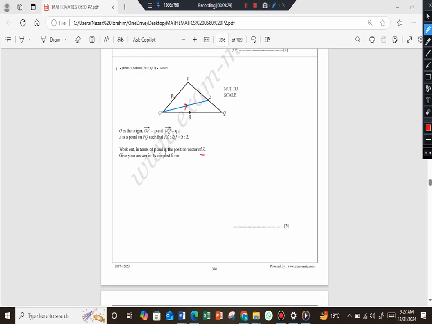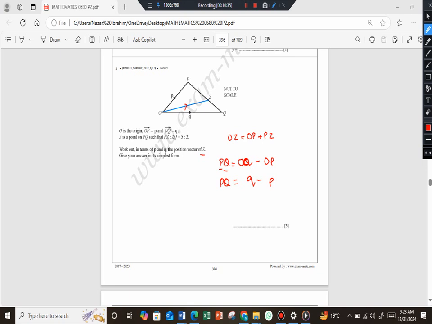Now, if I want to calculate this position vector, I need to sum up OP and PZ, right? So OZ is equal to OP plus PZ. Now I know what OP is, I want to find out PZ. But in order to find PZ, I should first know the whole PQ. To calculate this vector PQ, I just need OQ minus OP. Subtract the first position vector from the second position vector. So OQ is equal to Q and OP is equal to P. So PQ is equal to Q minus P.